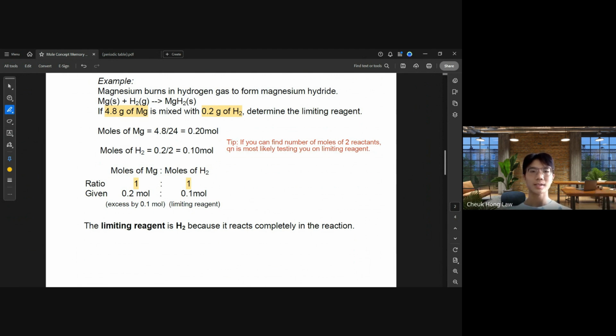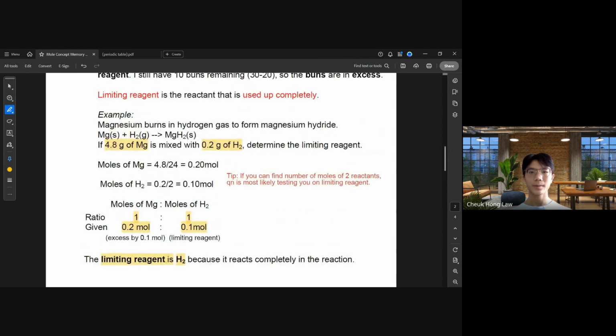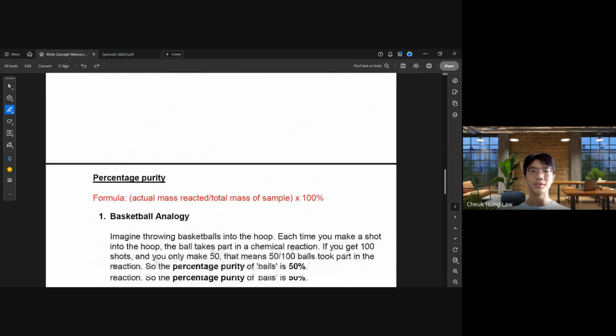So 1 mole of Mg will react with 1 mole of hydrogen. And then what is given to us? What is given is 0.2 moles of Mg and 0.1 moles of hydrogen. So which one will be used up first? Of course, the hydrogen, because 0.1 moles of hydrogen will react with 0.1 moles of Mg. Hydrogen will be completely used up, whereas I have excess Mg remaining, in fact, excess by 0.1 moles. So since hydrogen is completely used up, the limiting reagent is hydrogen. Okay, so that is for limiting reagents, the burger analogy.